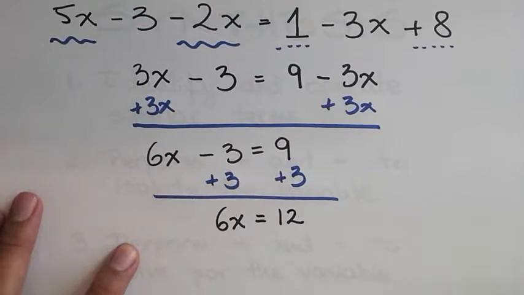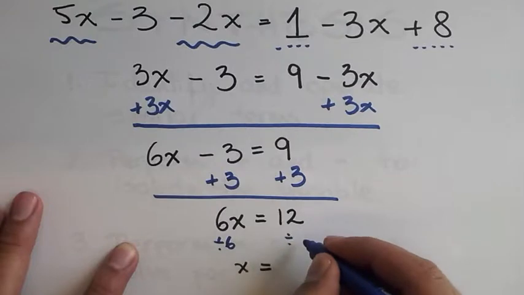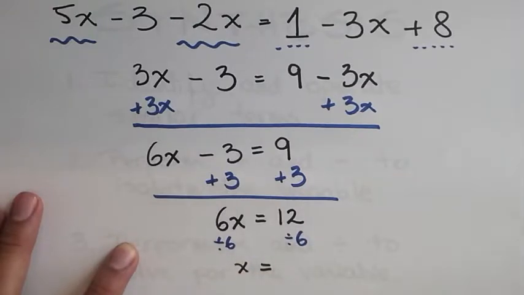Finally, we just want to solve for x. I want to know the value of x. And that is achieved by dividing on both sides by 6. That happens because 6x is exactly the same as 6 times x. That's what it means. In the end, 12 divided by 6 is exactly the same as 2, which is our solution.